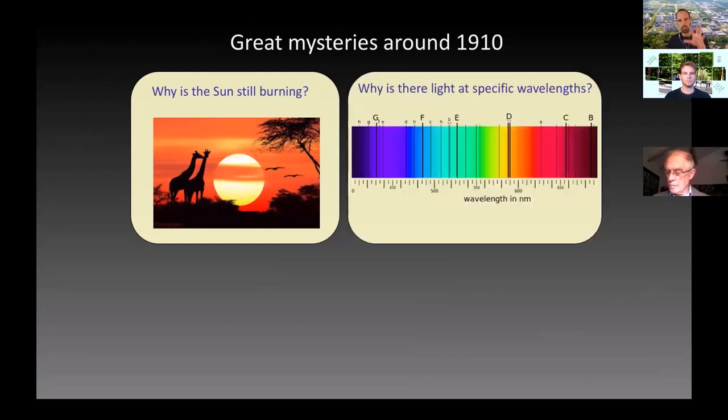And then people were actually looking at light coming from the sun, and they noticed that the light had very specific wavelengths. So it was not just all over the place. It was very, very specific, and it was totally unclear why it had that.